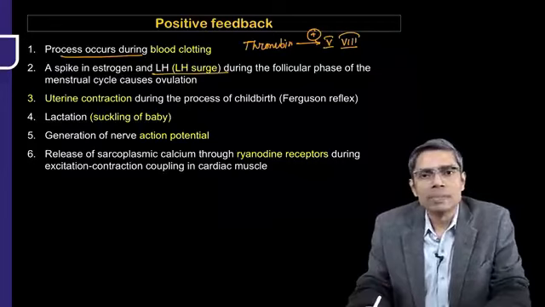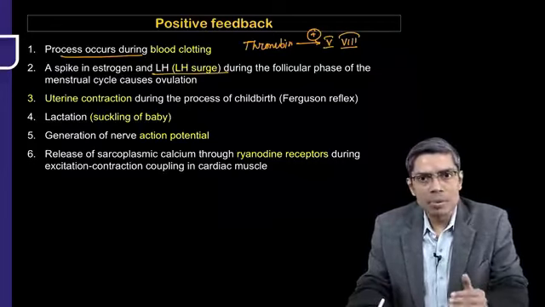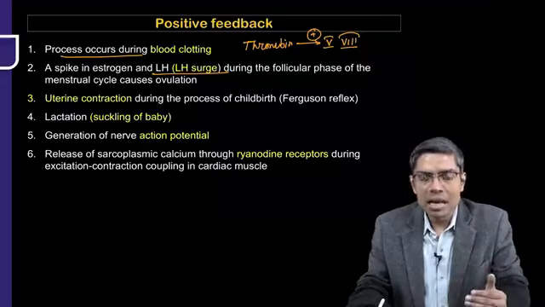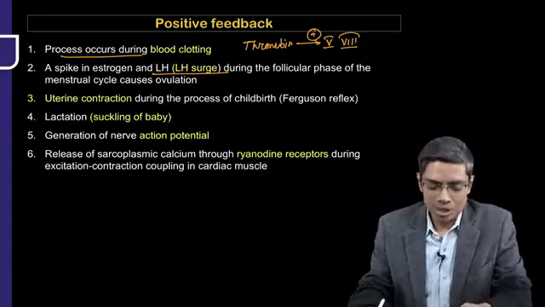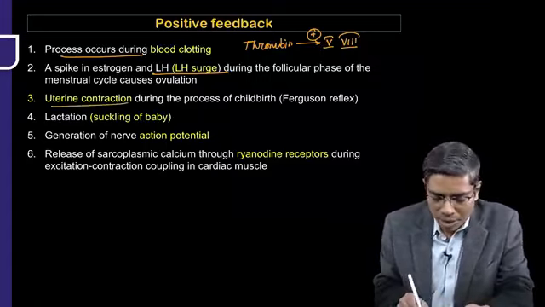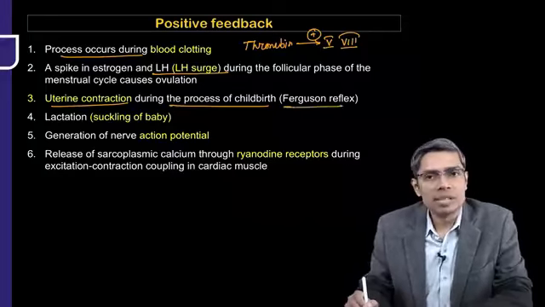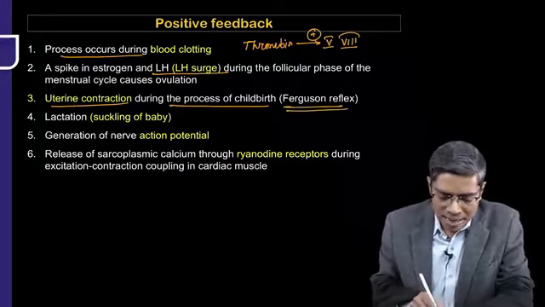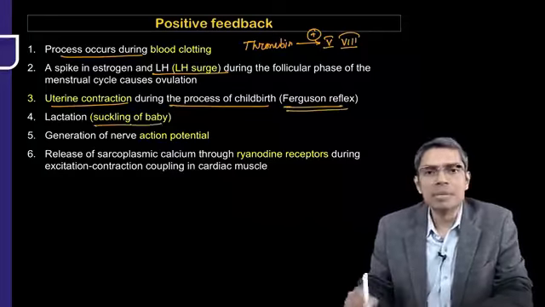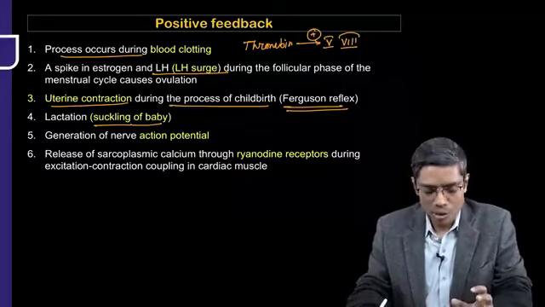All of you know that the LH surge: estrogen gives a positive feedback on LH, and because of which the LH level becomes very high, which is responsible for ovulation. The third one, the uterine contraction during the process of childbirth, is also an example of positive feedback reflexes. This is also known as the Ferguson reflex. Then lactation during the suckling of the baby also gives a positive feedback control system, which leads to more and more ejection of milk.